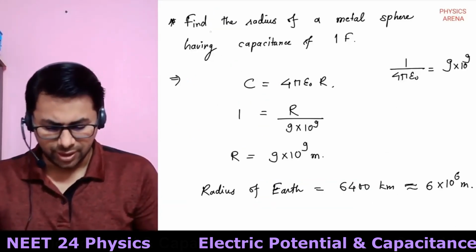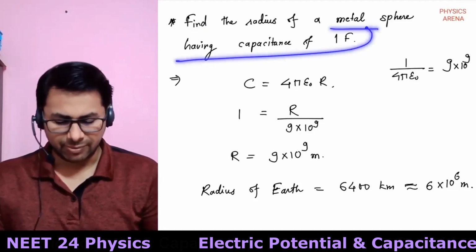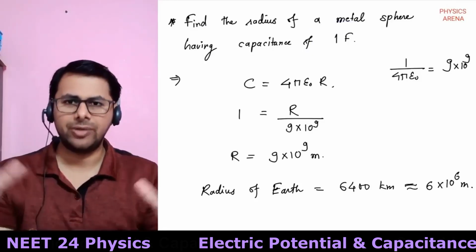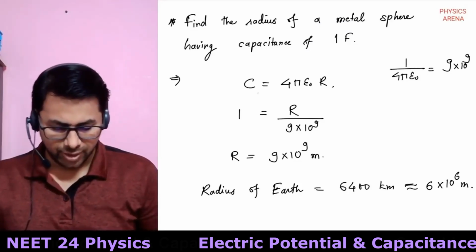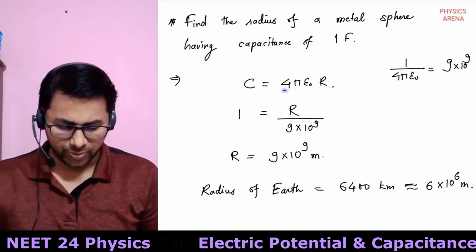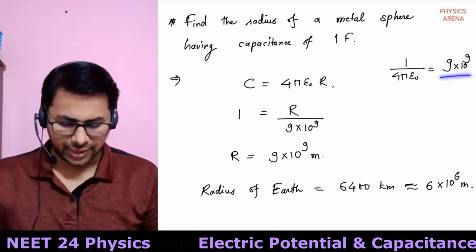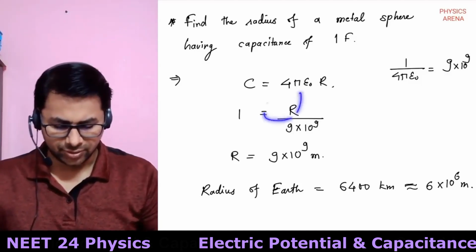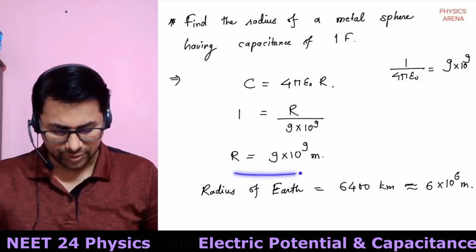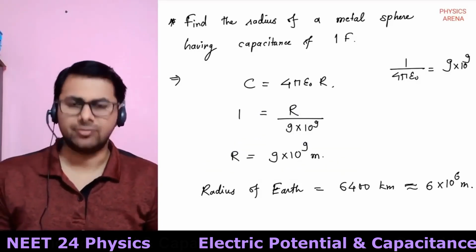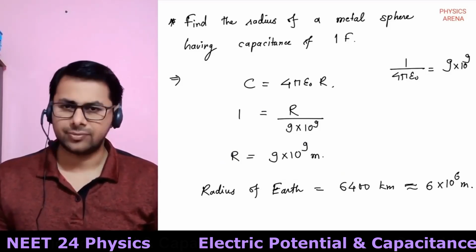Just for an example, the question is: find the radius of a metal sphere having capacitance of 1 farad. How big will be a metal sphere whose capacitance is equal to 1 farad? You just substitute 4 pi epsilon naught multiplied by R here. 4 pi epsilon naught, we know, is 1 upon 9 into 10 raised to 9. Take that 9 into 10 raised to 9 on the other side. So you get radius equals 9 into 10 raised to 9 meters. That is for 1 farad.